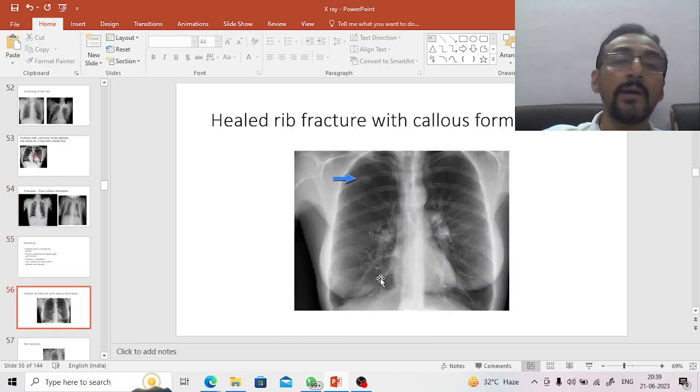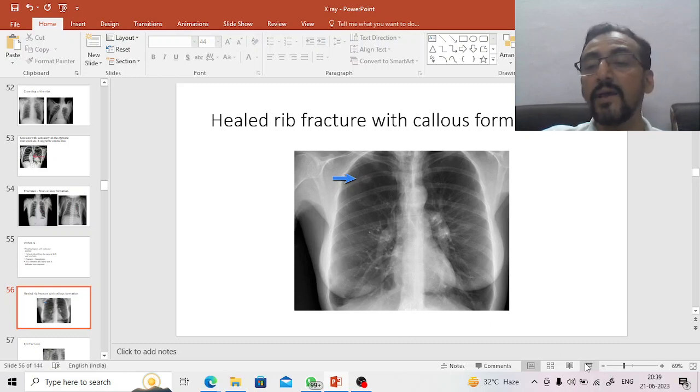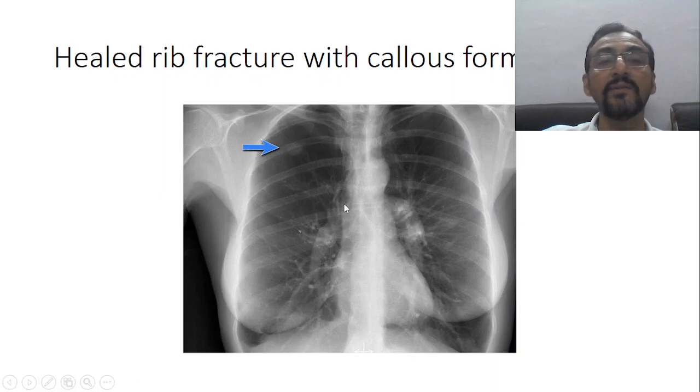Now in this X-ray, can you identify the defect, the arrow mark which is shown there? Yes, this is also a rib fracture actually. Here also a rib fracture is happening. Now apart from this, I will use this X-ray to explain some of the other points also.